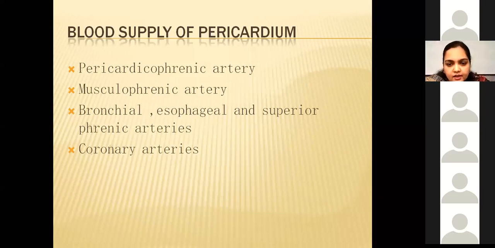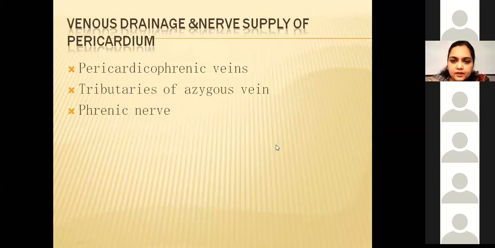Pericardiacophrenic artery, that is a branch of the internal thoracic artery. Musculophrenic artery, branch of the internal thoracic artery. Esophageal, bronchial and superior phrenic arteries, these are branches of the descending thoracic aorta, and the coronary arteries. They all will supply the pericardium.